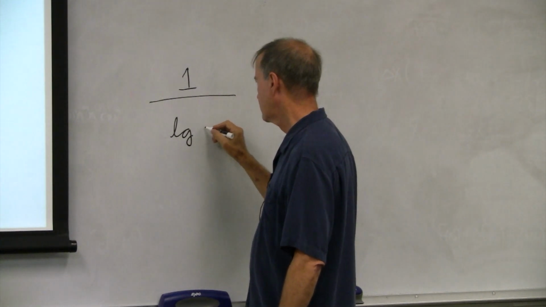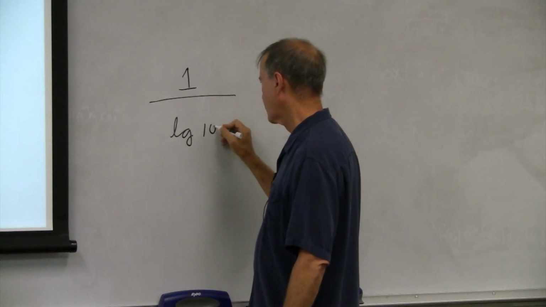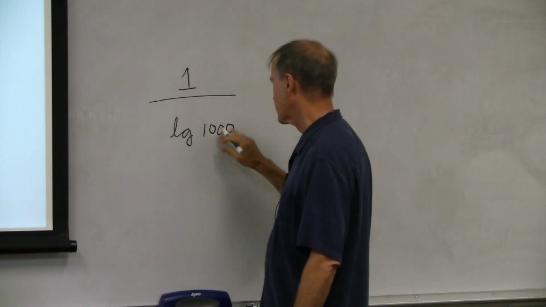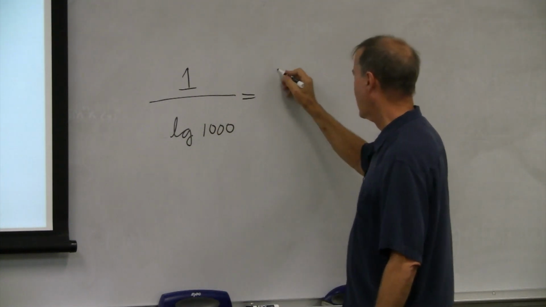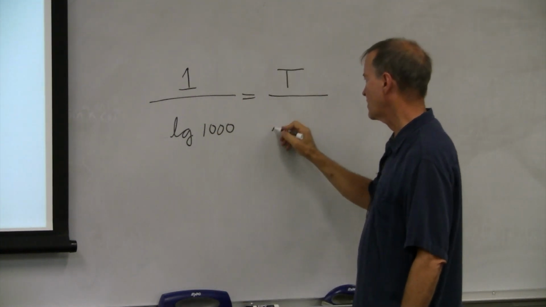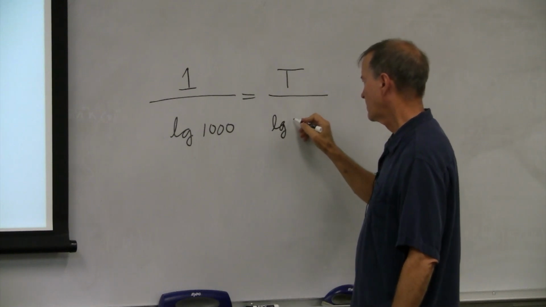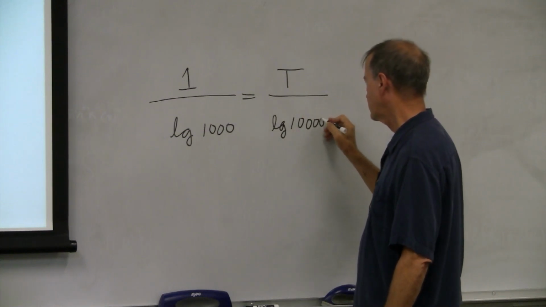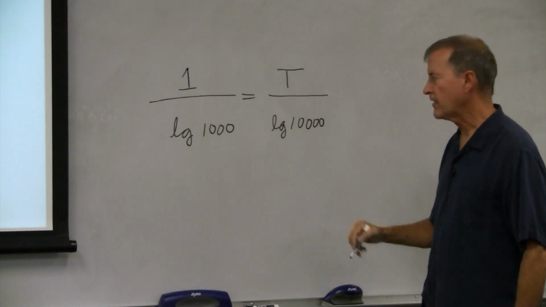log 1,000, did we say? If it takes 1 second, then the question is, how many seconds does it take to do 10,000? And then you just solve for t.